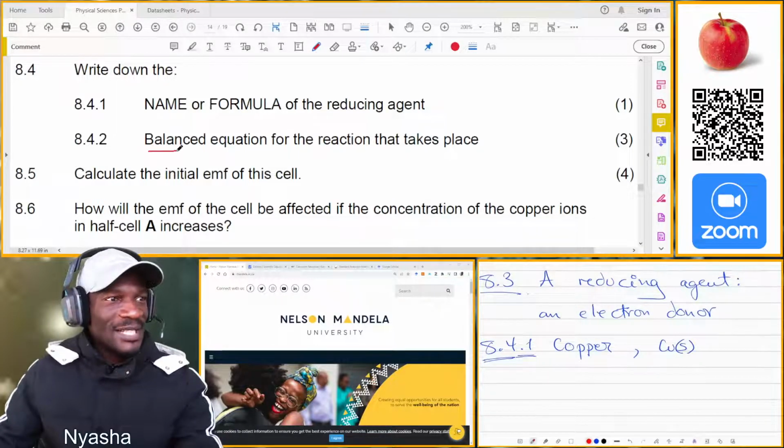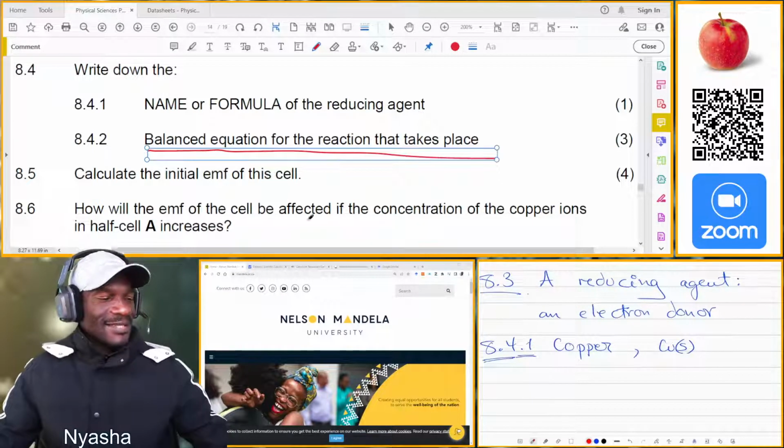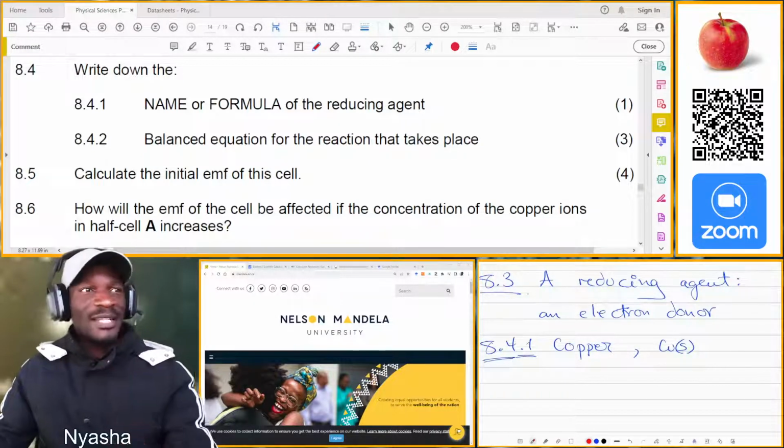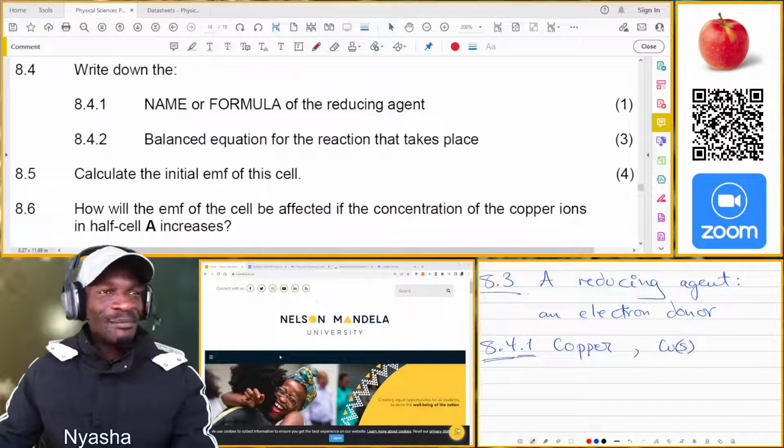So can you please come up with this balanced reaction? I will give you a few seconds to come up with the balanced reaction, then we can continue. Let's see that balanced reaction.